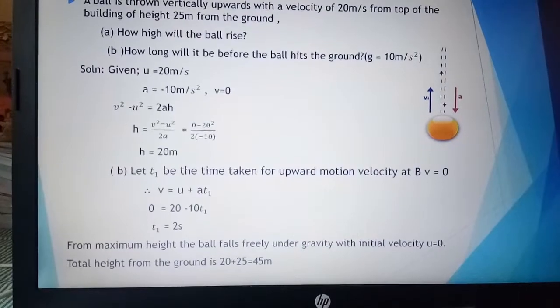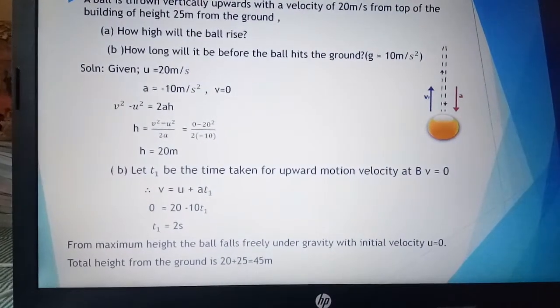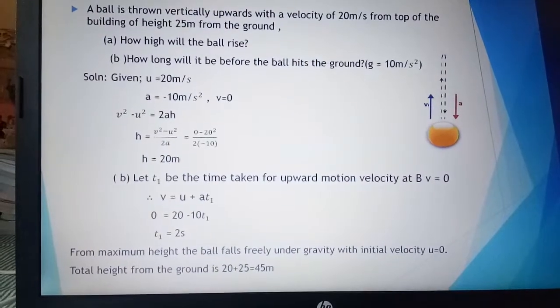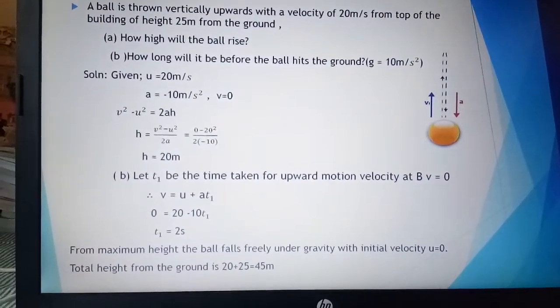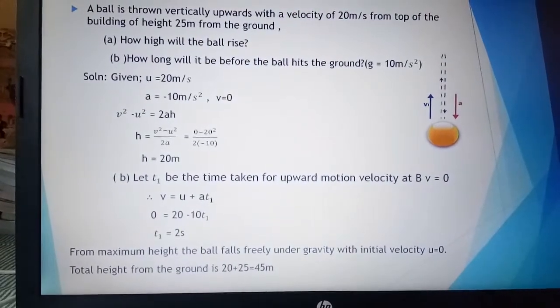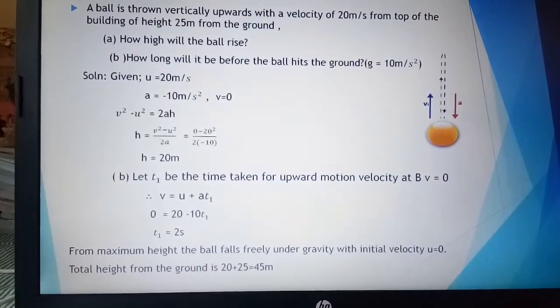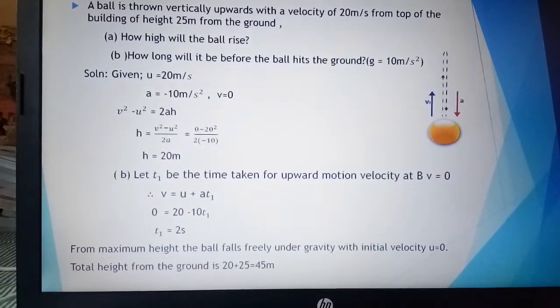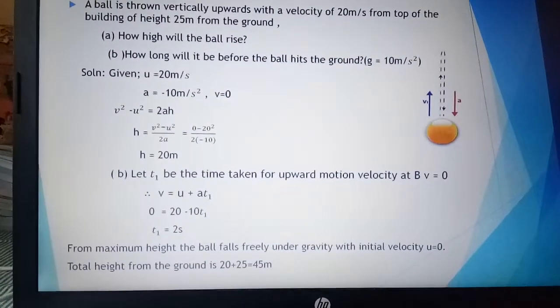Let t1 be the time taken for the upward motion, and then velocity at B. Velocity at B means at maximum height. At maximum height the velocity becomes 0. Then v equal to u plus at1.